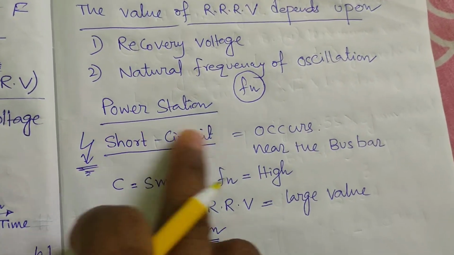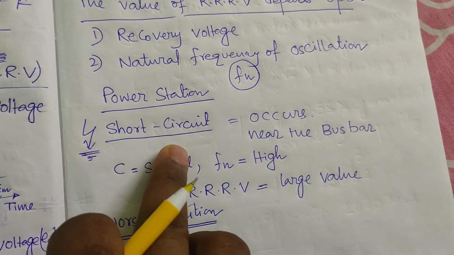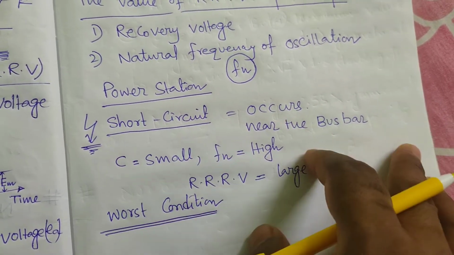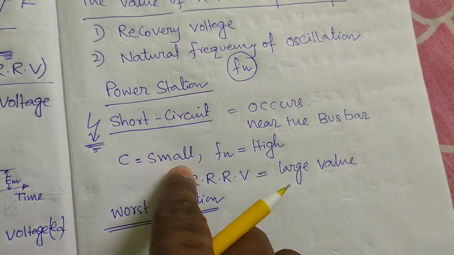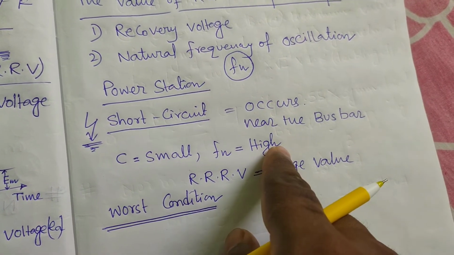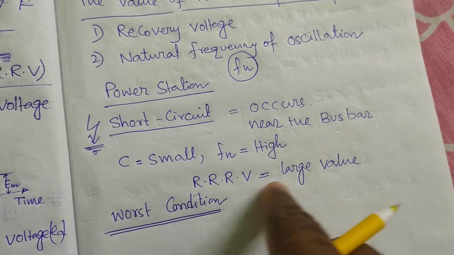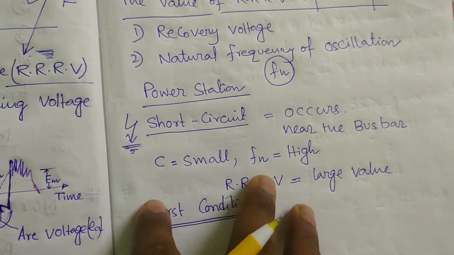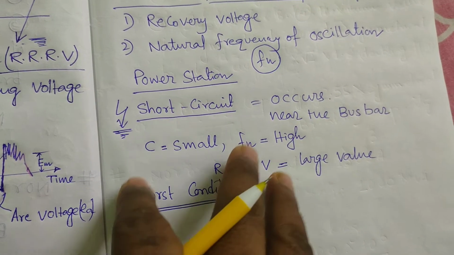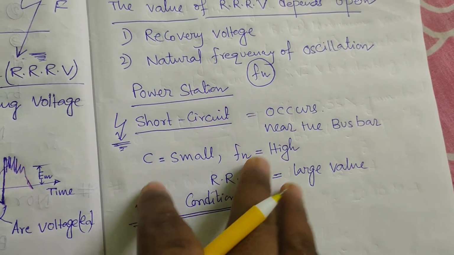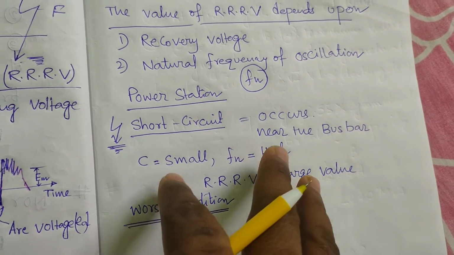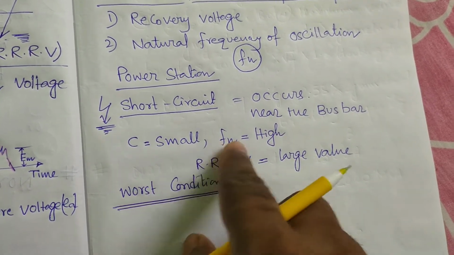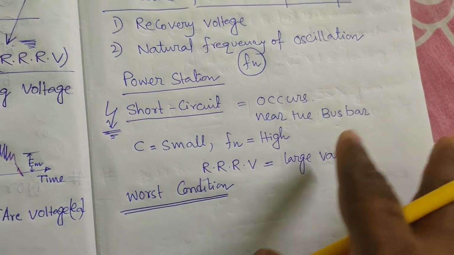In the power station, suppose a short circuit occurs near the bus bar. C is small here and Fn is high, so RRRV is very large. It is the worst case of the rate of rise of restriking voltage. So for a short circuit occurring near the power station bus bar, C is small and Fn is high, so RRRV will be large.